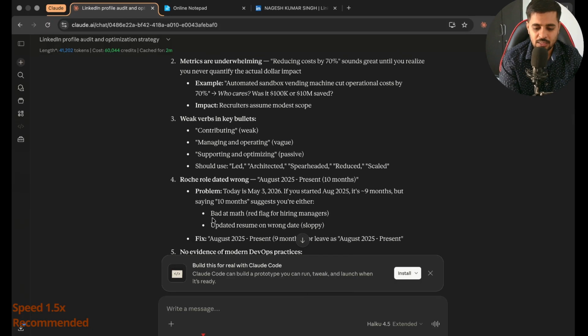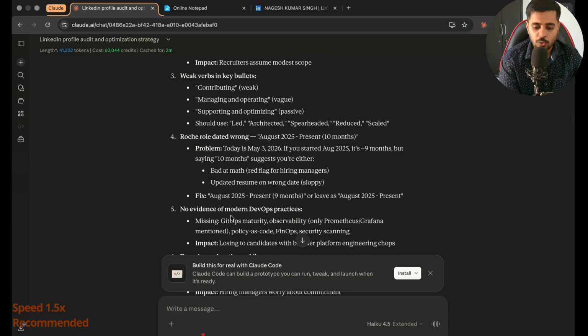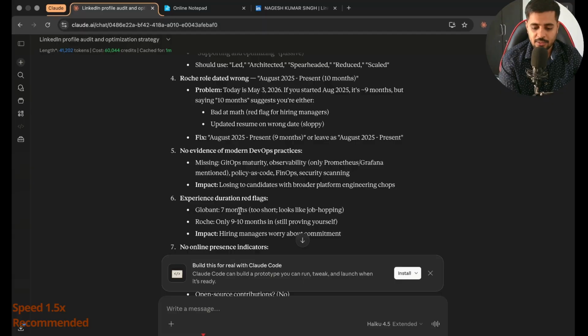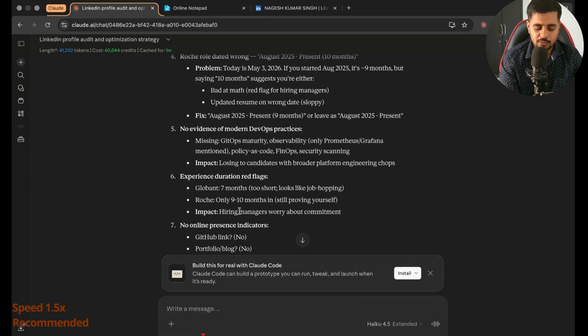Okay, there is something I think that is okay. No evidence of modern DevOps practices. Missing GitOps maturity, observability, impact, experience, duration, red flag, Globant 7 months. Okay, that is something which I know the reason.